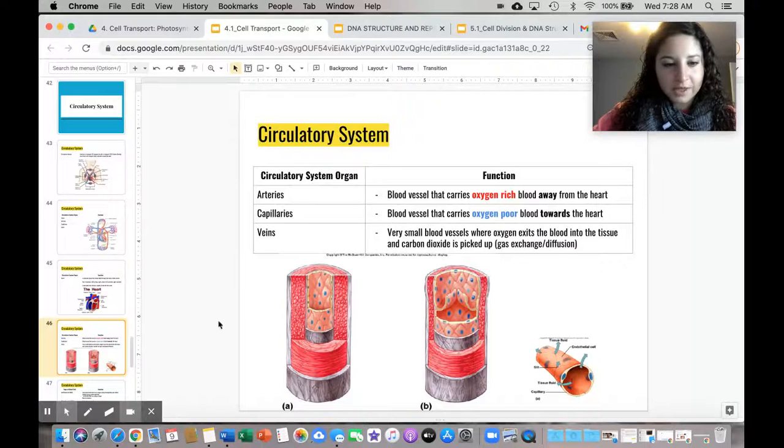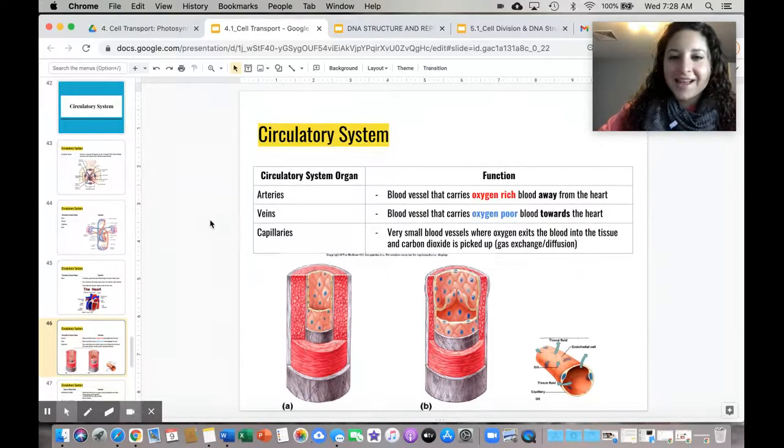Oh, this should be switched. All right, I switched it. I apologize. So we're talking about arteries, veins, and capillaries. All 3 of these are blood vessels, but they do slightly different jobs.